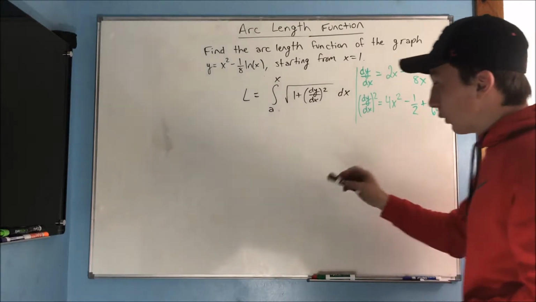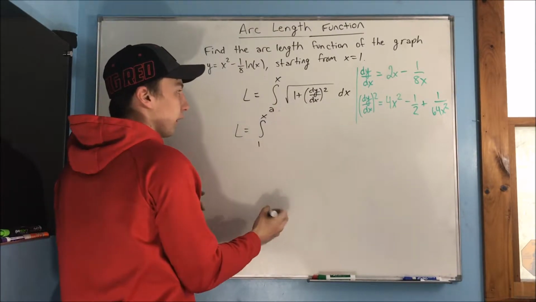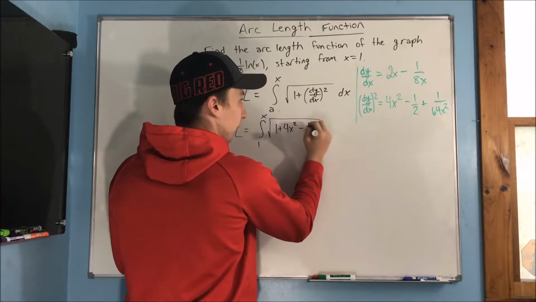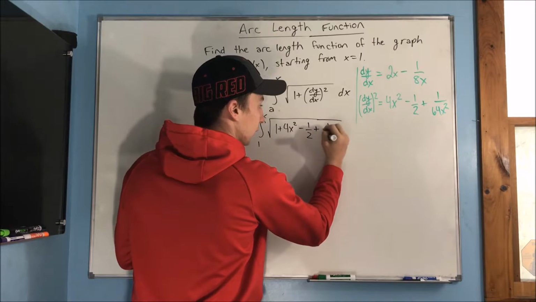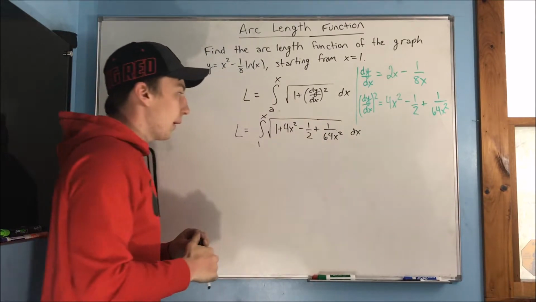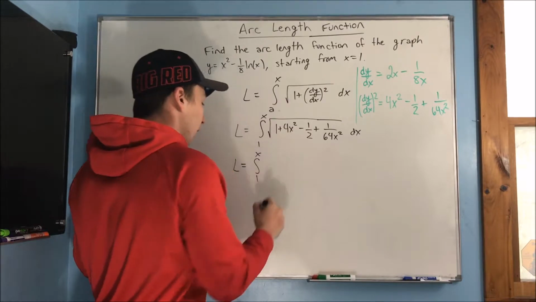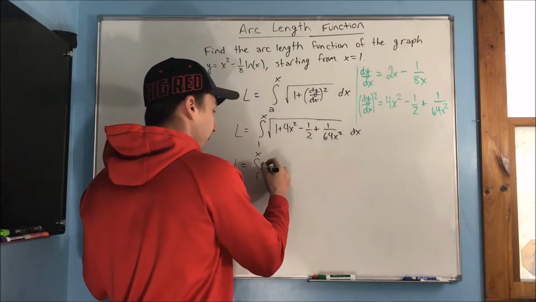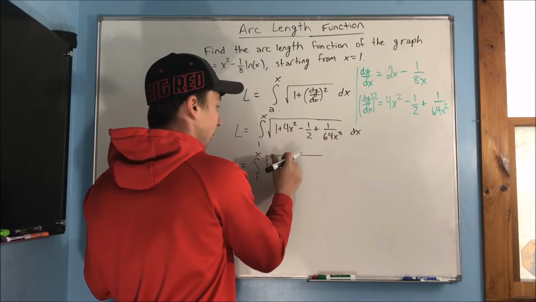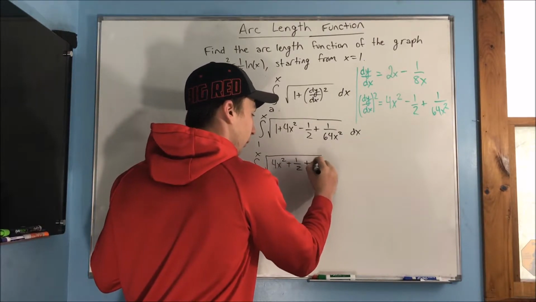And we can plug that in to our arc length formula to get that the arc length is the integral from 1 to x of the square root of 1 plus 4x squared minus 1/2 plus 1 over 64x squared dx. Okay, we can combine like terms here. Actually, we can rewrite this. It might be a little better to write it as 4x squared plus 1/2 plus 1 over 64x squared.